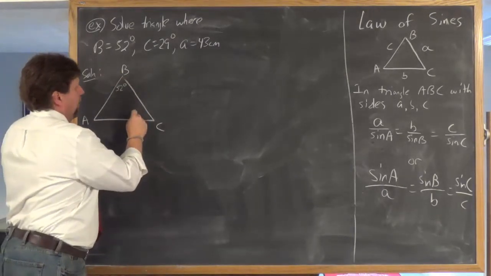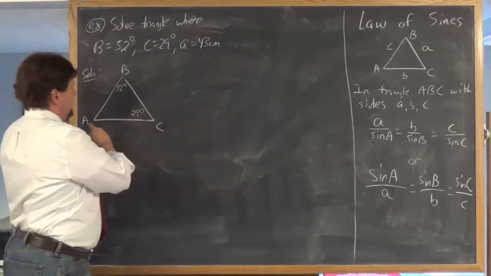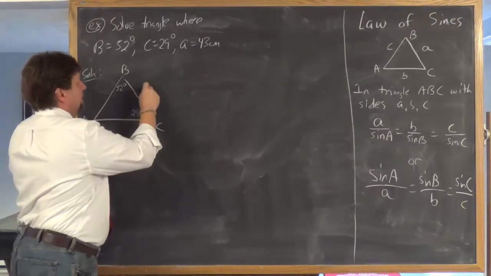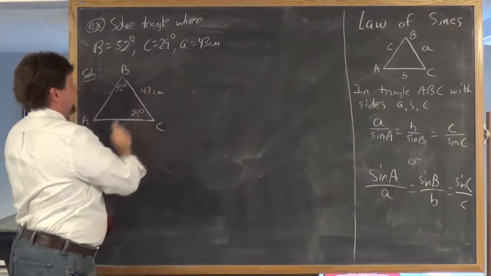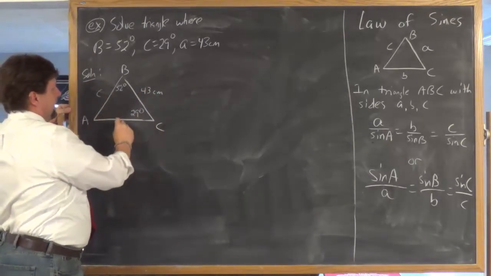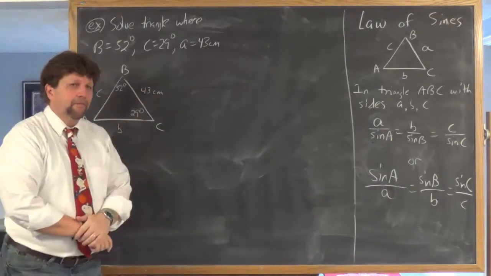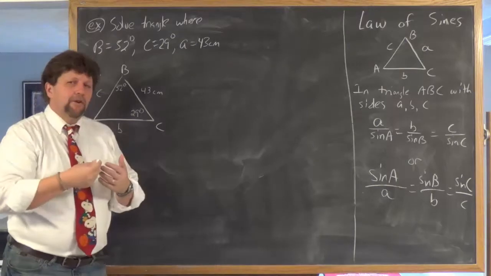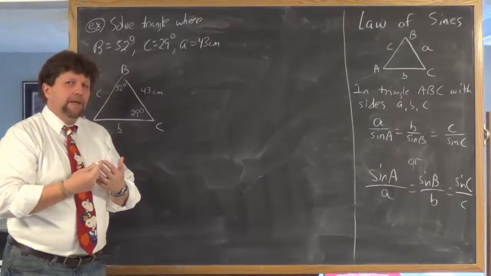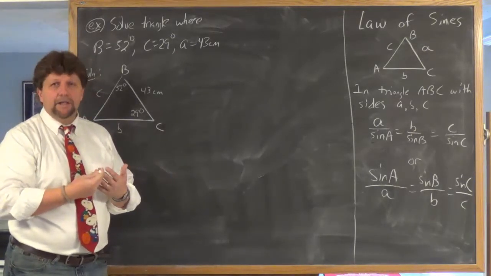Angle C is 29 degrees. And side A, that would be this side here, is 43 centimeters. So here's side C, here's side B. And I even go a step further, and this is going to pay off when we get to the supposedly ambiguous case of the law of sines.